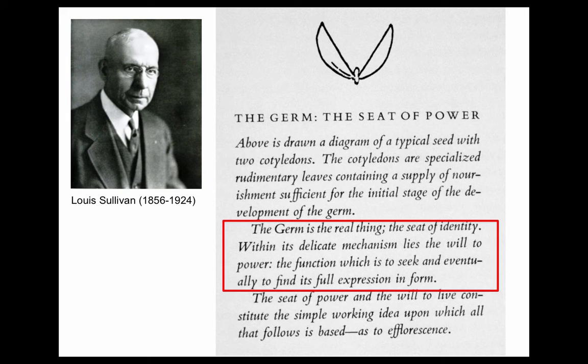And Sullivan writes, the germ is the real thing, the seat of identity. Within its delicate mechanism lies the will to power, the function which is to seek and eventually to find its full expression in form. There's something in here, it's the important thing. And he refers to it several ways. It's the germ, and it's God, the identity. Well, what is the identity? It's the mechanism that manifests the will to power.